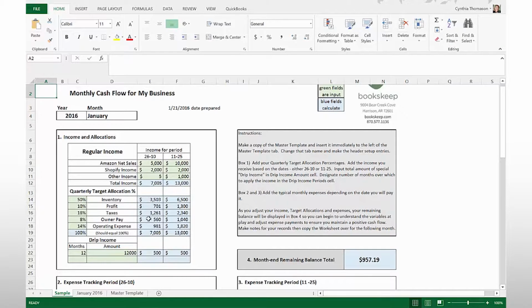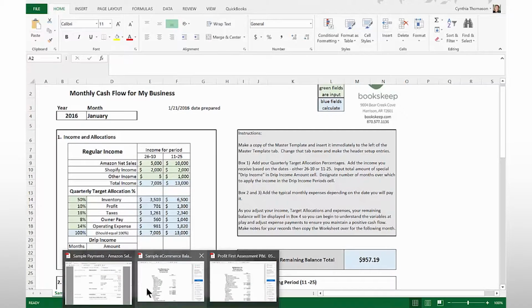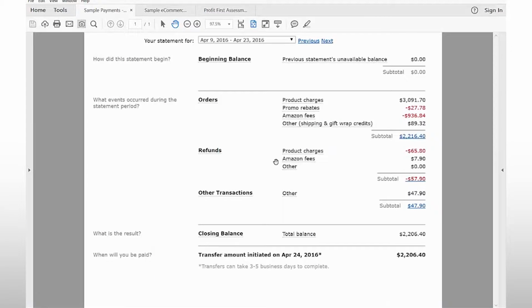So the total of these columns should add up to the $7,005 that we're showing up above. So that's how we work with the income component. The next piece of it, well, I'll show you first. Where do you get this information?